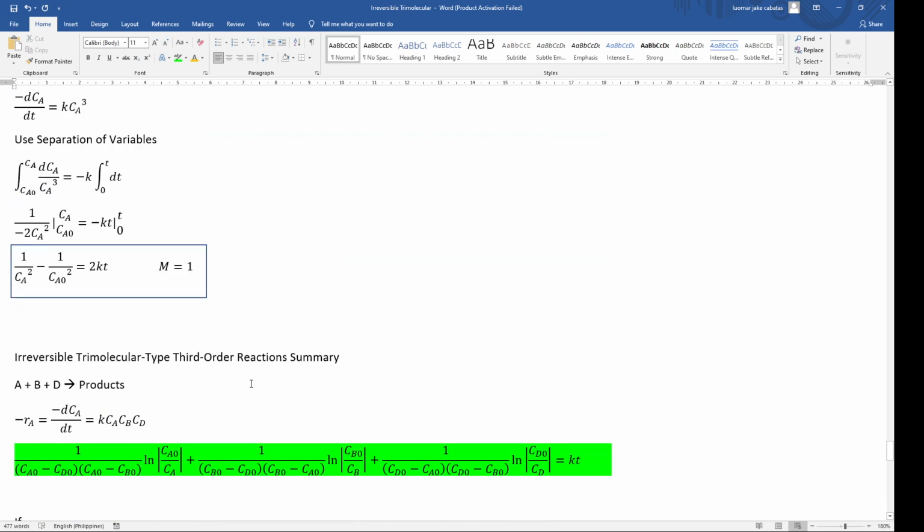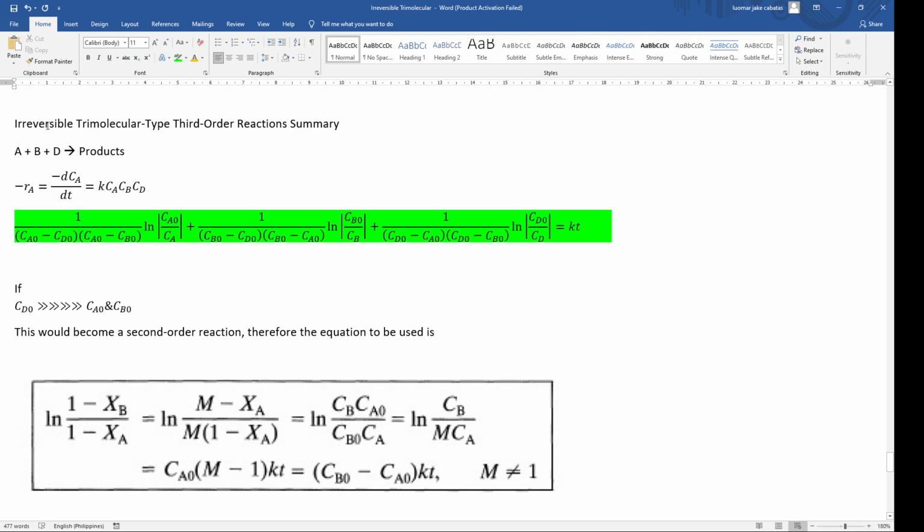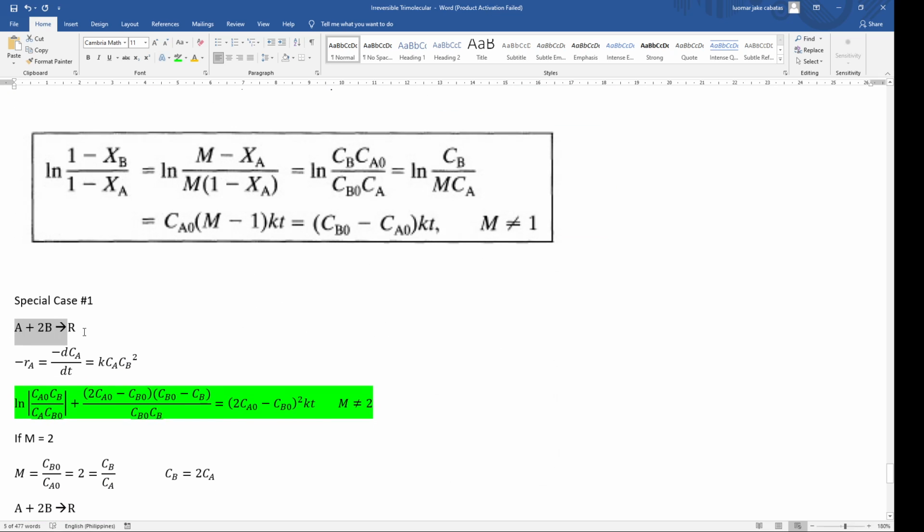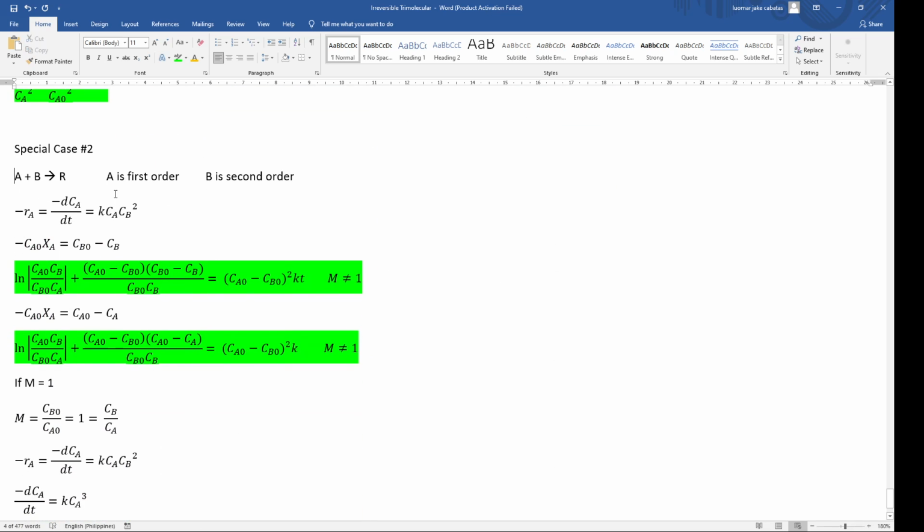So these are all the equations you use for irreversible trimolecular type third order reactions with this type of chemical reactions involved.